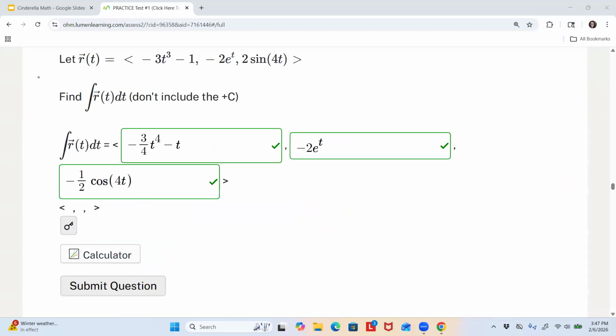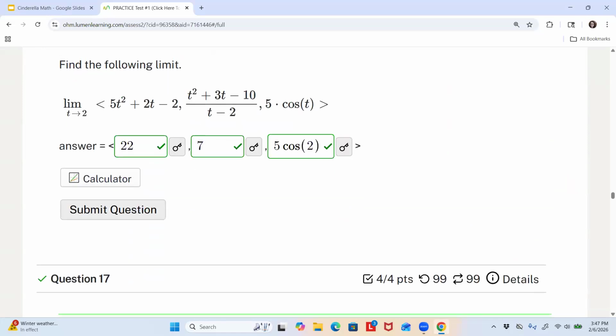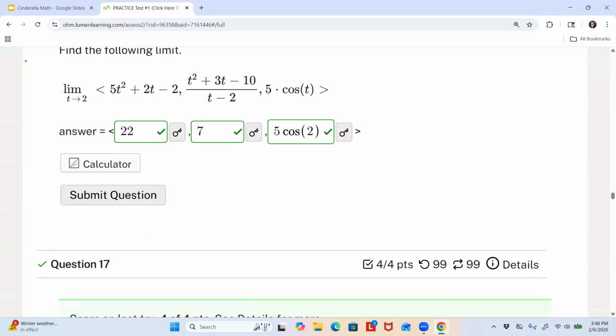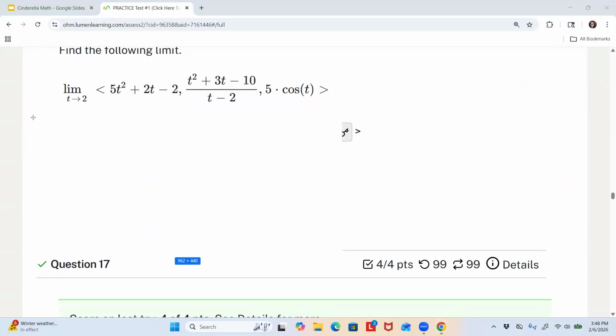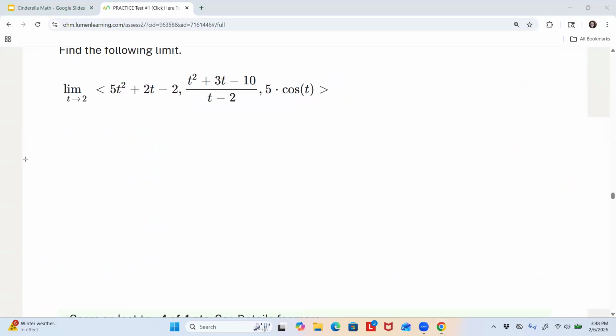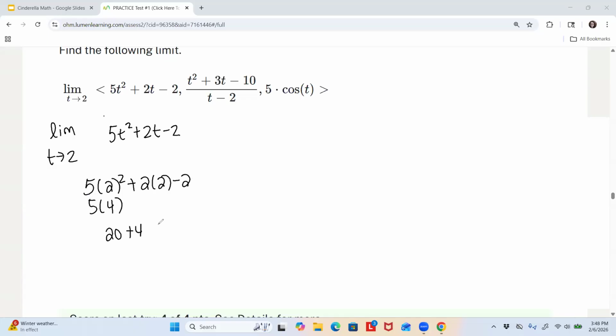Here we're taking the limit of a vector function. So again, you just take the limit separately. So you're going to do 3 little baby limits here. So limit as t approaches 2 of the first one. We're just going to plug 2 in. That's just a polynomial function. We can just plug it in. So that would be 5 times 2 squared plus 2 times 2 minus 2. So 5 times 4, so 20 plus 4 minus 2. 24 minus 2 is 22. There's our first answer.